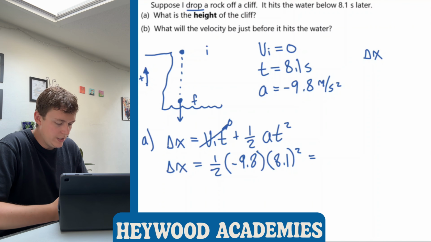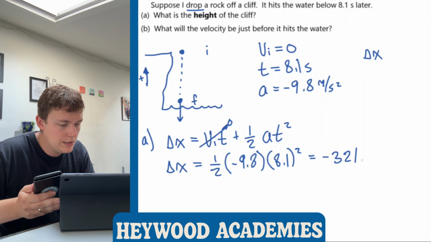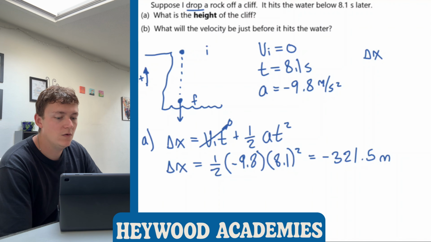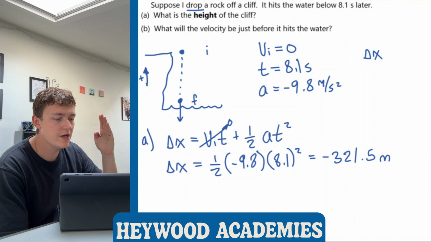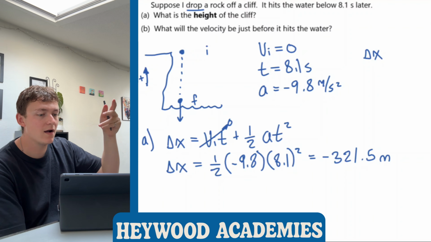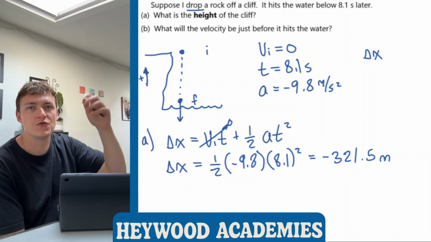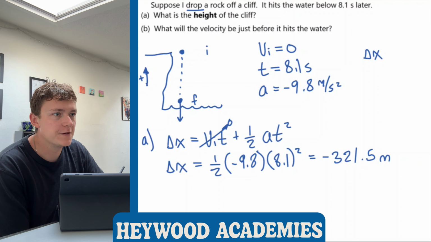Okay, so let's plug this in and see what we get. 0.5 times negative 9.8 times 8.1 squared gives us negative 321.5 meters. So we got negative here, so let's think about what that means for a second. We said that up is positive, and we got a negative number. So that means that our rock went down from wherever it started from. And that makes sense because we're dropping the rock, so it should be going down. So that's our answer for the first part.